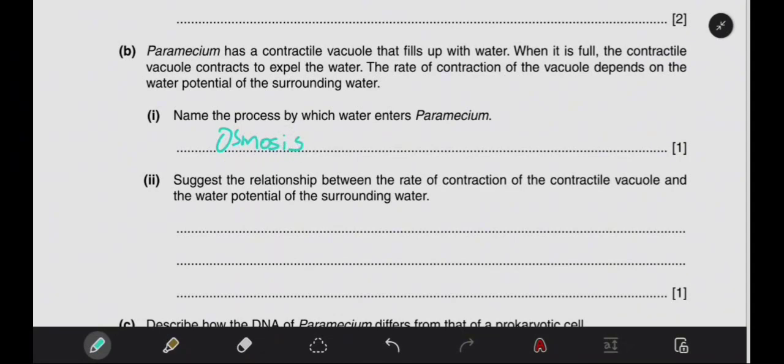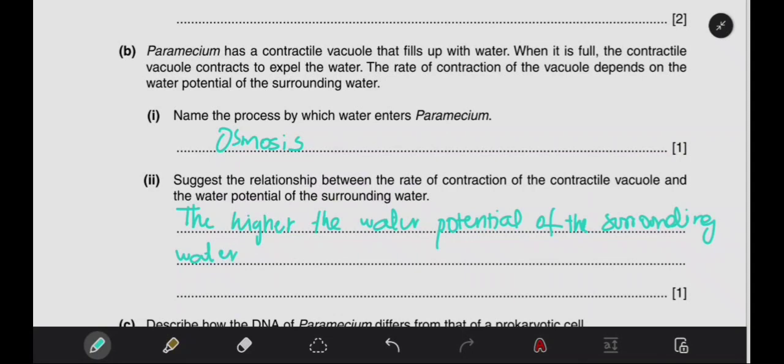Suggest the relationship between the rate of contraction of the contractile vacuole and the water potential of the surrounding water. Obviously, if the water potential is higher in the surrounding water, the vacuole will fill up faster with water and it will get full faster, and then it will contract to expel the water at a faster rate. So the higher the water potential, the faster the rate of the contraction.